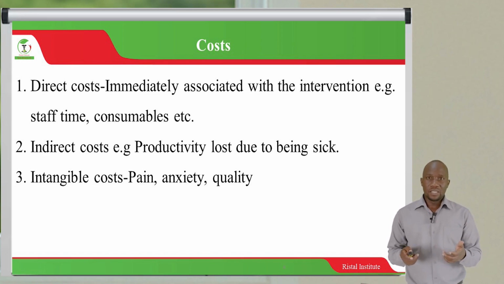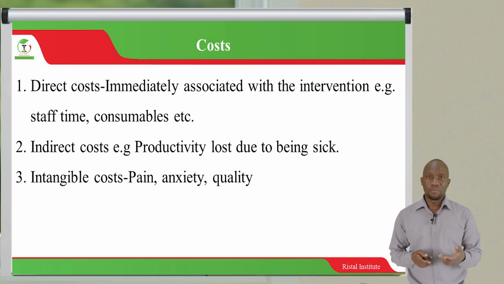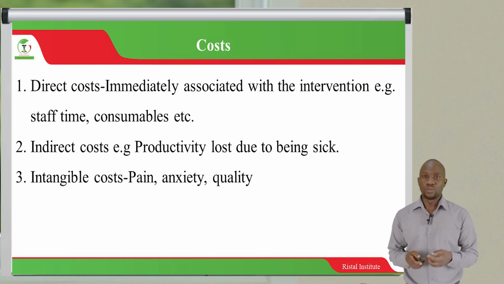The direct costs mean the costs that are associated immediately with the particular intervention. So for example, what are the things that you're going to buy to be able to deliver health services, the consumables, or what you can call health supplies? You can also look at direct costs in terms of the staff time that they will allocate to a given health program.